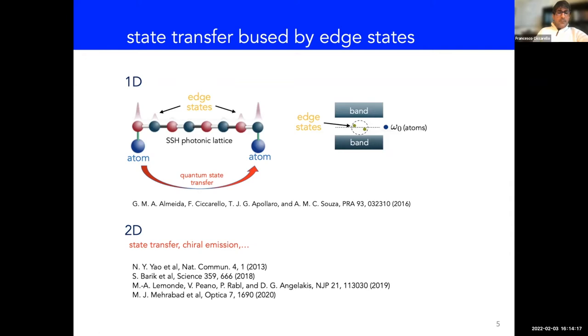These are rather natural applications, in the sense that what you do in this case is that you have your lattice under open boundary conditions. The lattice already, before coupling to the atoms, exhibits this edge state, and now you couple the atoms and use edge states as a bus. But now a more interesting question can be asked, which is the following.